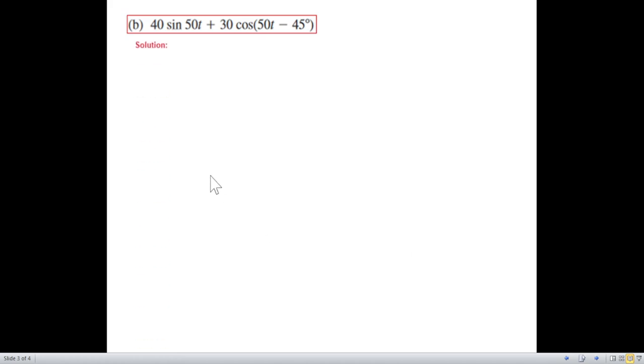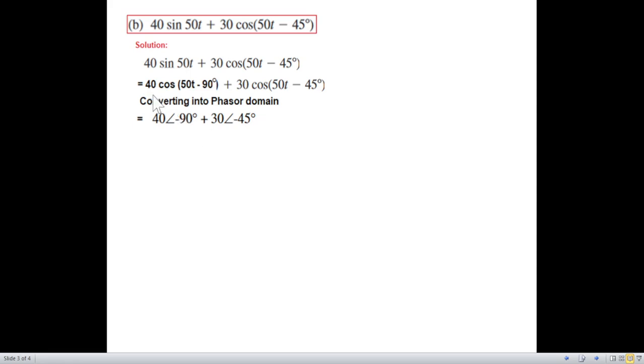Then the second part, similar, but here we have a sine signal. We have to convert it into cosine. And from sine to cosine, we can convert by subtracting 90 degrees. So we subtract 90 from the first one, and we change sine into cosine. The second part is cosine, so nothing to do. And now we can convert into phasor form. So magnitude and angle minus 90. Here 30 and angle minus 45.